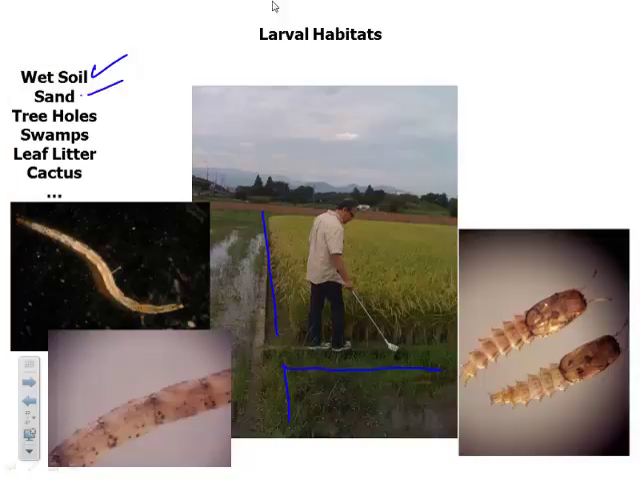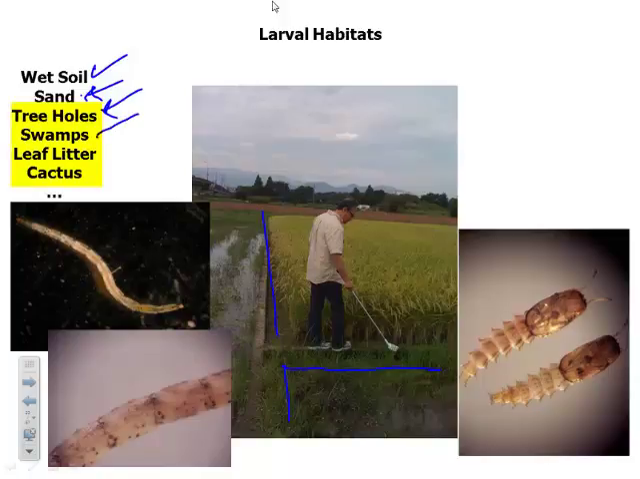They'll live in sand, and this is where you get your, quote, sand flies, the ones that are on the beach. Leptoconops will live in wet sand. They live in tree holes, so the same places you find tree hole mosquitoes, you'll find tree hole ceratopogonids. The ones that live in tree holes will also live in containers. So a lot of places you'll find mosquitoes, you'll find ceratopogonids.